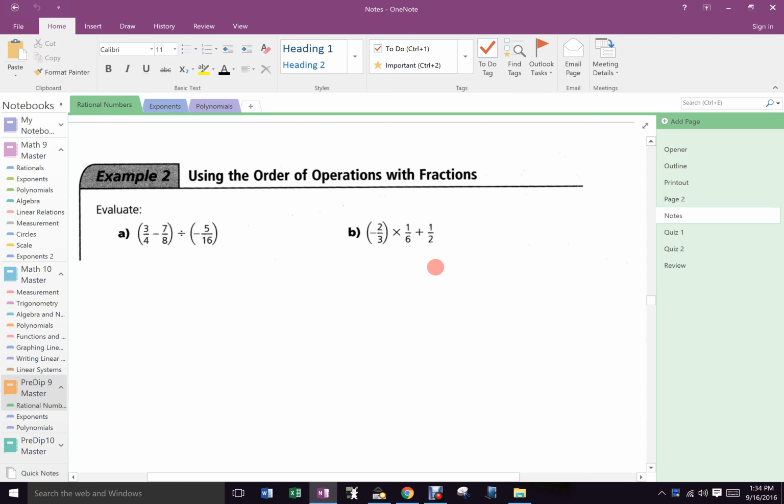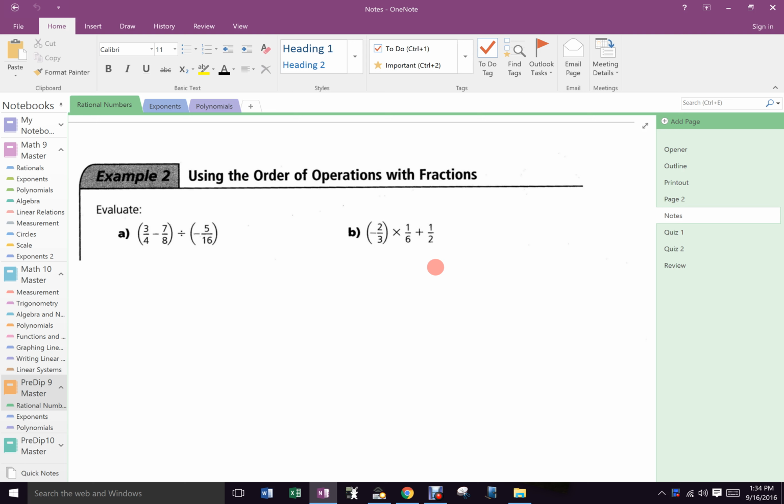Now, BEDMAS rules apply all the time. Whether it's a decimal, whether it's a fraction, whether it's a rational number, whether it's an irrational number, whether it's a square root, it doesn't matter.